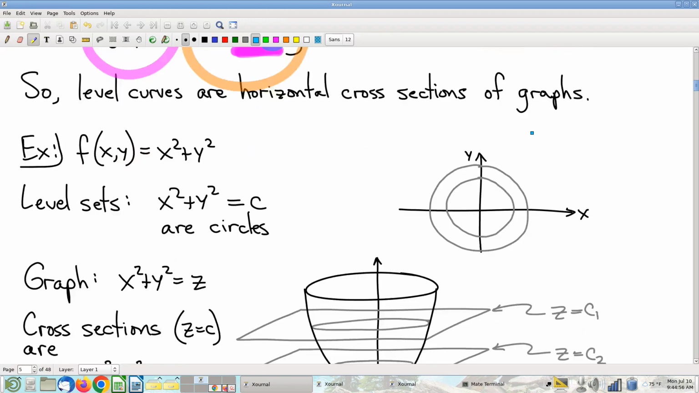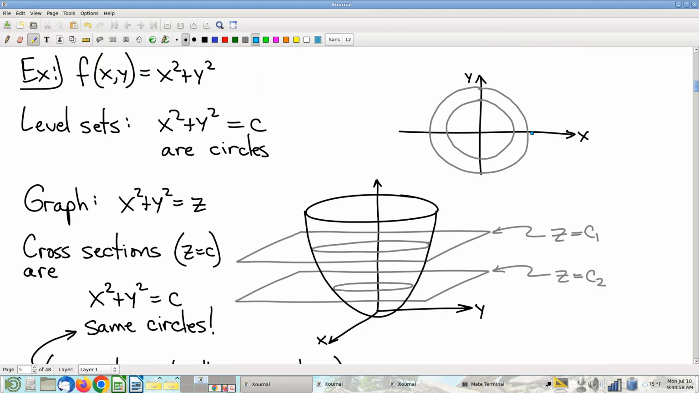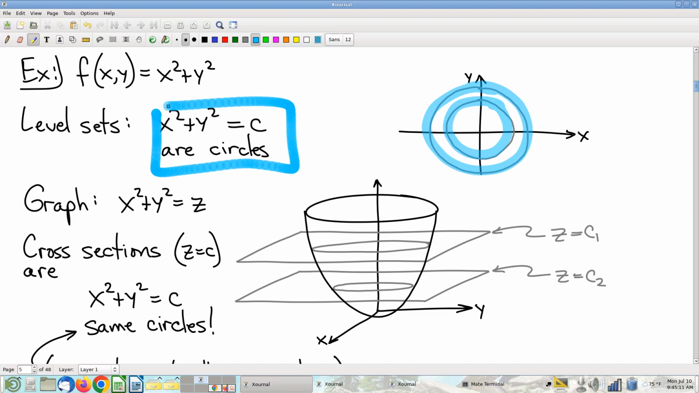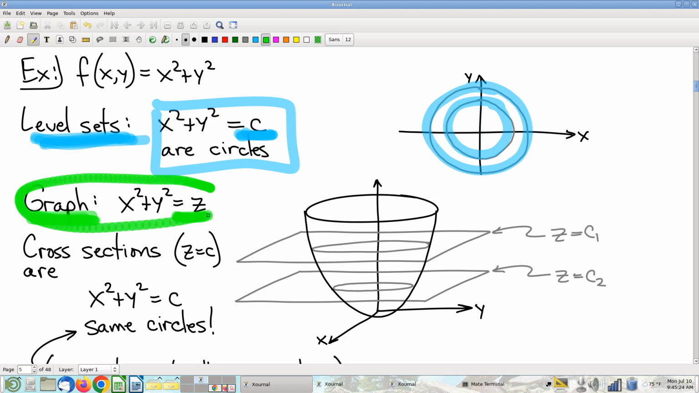So, visual demo. There you go. Multivariable function, right, a function of two variables. Same one we were looking at previously. Here's what the level sets look like as previously discussed. The level sets are circles, right? Again, level sets are where you set the function equal to a constant. Here's what the graph looks like. Keep in mind the graph is where you set the function equal to a new variable. So there's what the graph looks like.